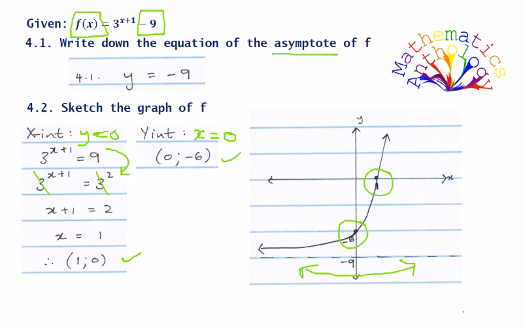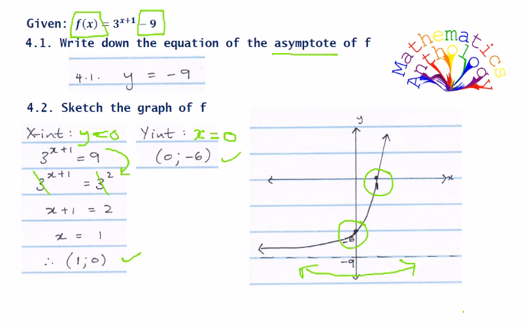For my y-intercept, now the rule is for y-intercept, make x equal 0. So wherever I see x in my equation, I'm going to put a 0 there. So y will equal 3 to the power 0 plus 1, and then minus 9, and you'll end up with negative 6. So my y-intercept is (0, negative 6).